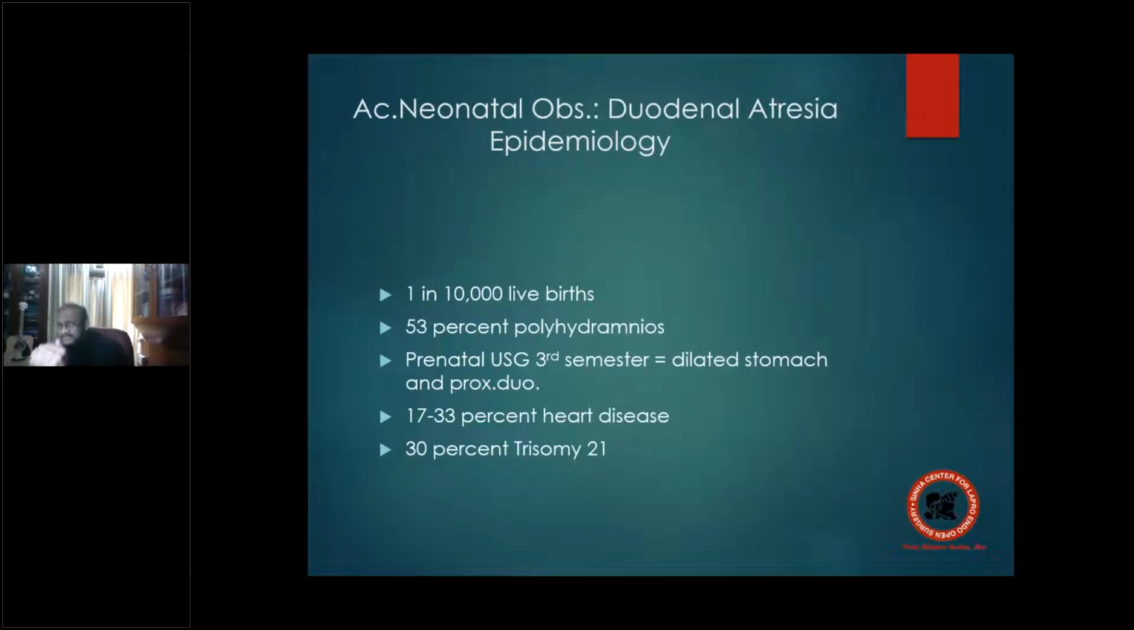Looking at duodenal atresia now specifically, just a few words about duodenal atresia. We said 1 in 6,000 to 1 in 10,000 live births, agreed. 53% polyhydramnios, we already specified that. Prenatal third trimester, dilated stomach, most common condition to be diagnosed, we already specified that. 7 to 33% have got heart disease, we didn't specify that. Now you know that 1/3 of them or 1/5 of them would be having an associated congenital heart disease, CHDs. And 30% would be having Down syndrome or trisomy 21, chromosome 21.